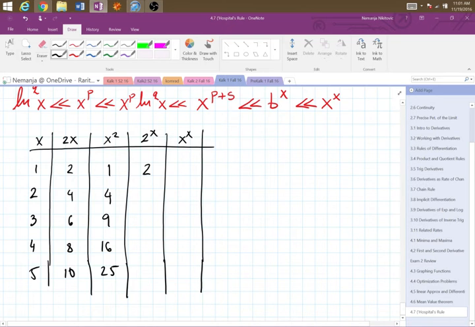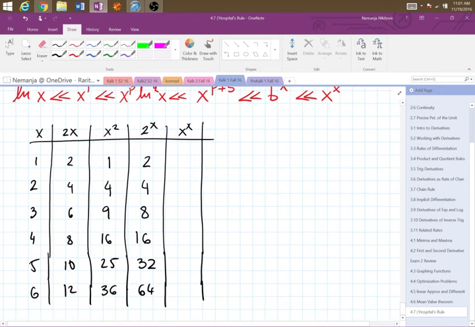And 2 squared is 4. It's keeping up. 2 cubed is 8. You see, it's kind of losing to x squared. And then it goes 16, catching up. 32. You know what? I should probably add 6, because that one would really show how exponential takes off.